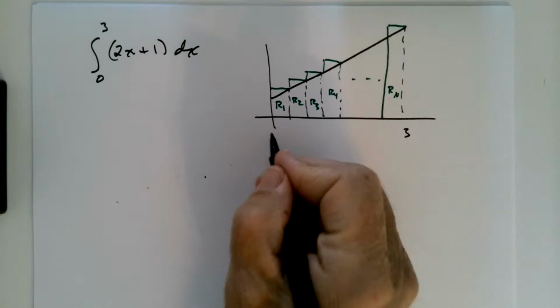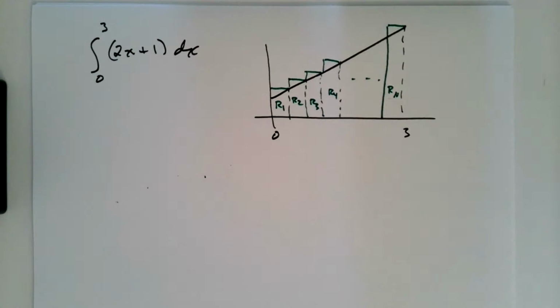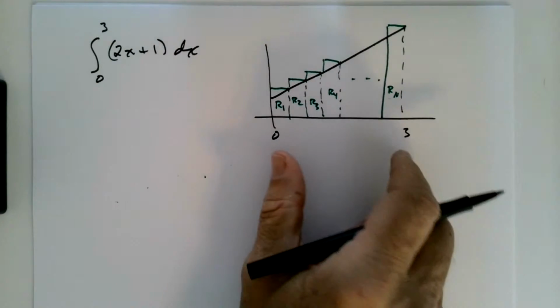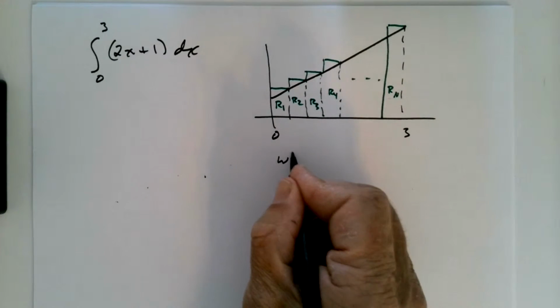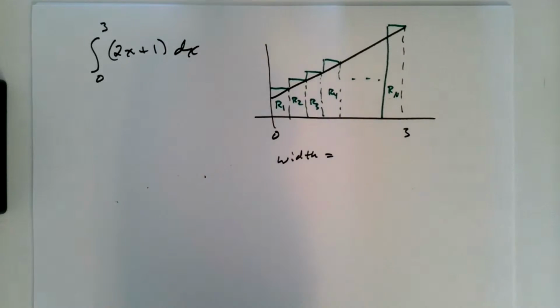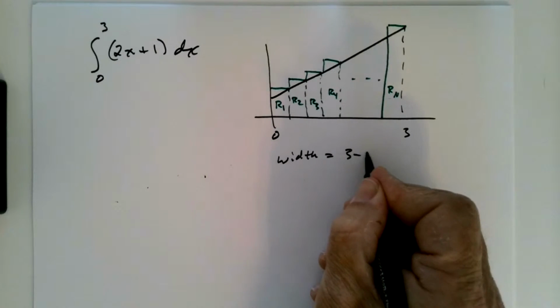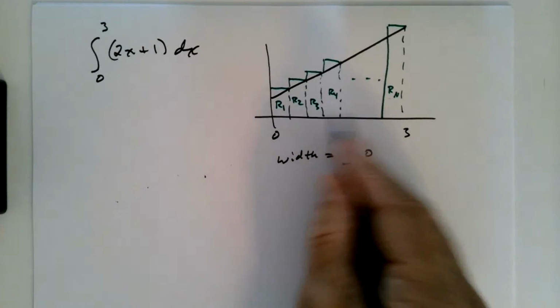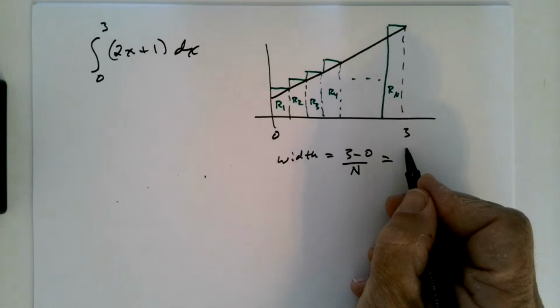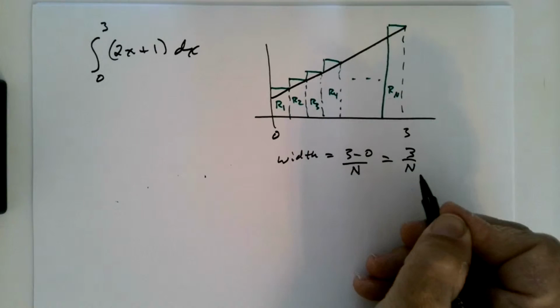Now this starts at 0 and ends at 3. I am breaking 0 to 3 up into n equal pieces. So what is the width of each piece? The width of each piece is 3 minus 0 divided by n. 3 minus 0, the total width, divided by n equal rectangles. The width of each rectangle is 3 over n.